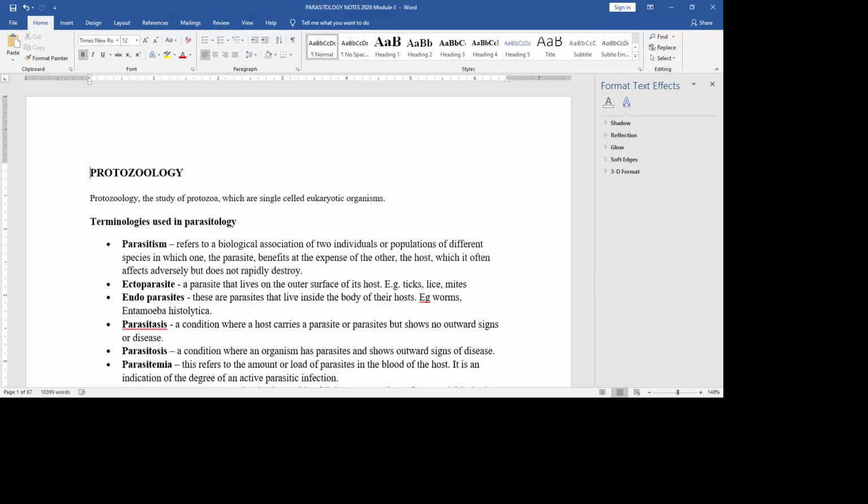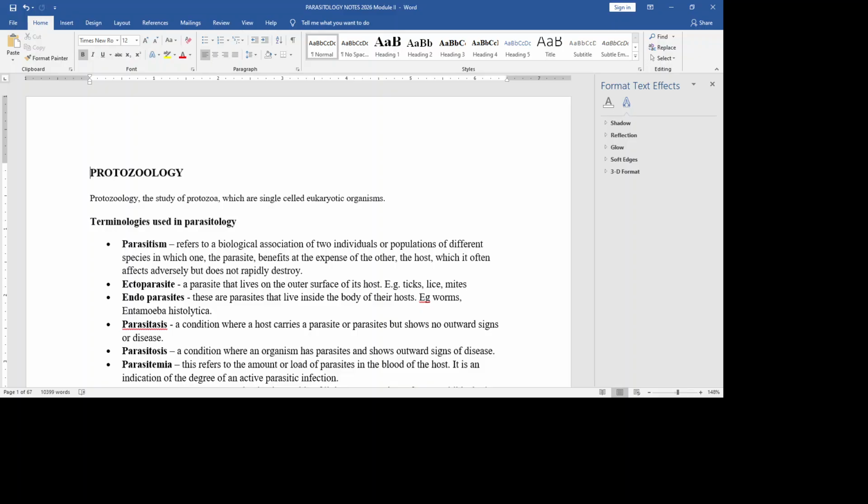Essentially, parasites are supposed to derive nutrition, shelter, and protection from their host, but eventually in the process of deriving that advantage or benefit, the host suffers, and gradually it might even lead to death or immunization or debilitation.